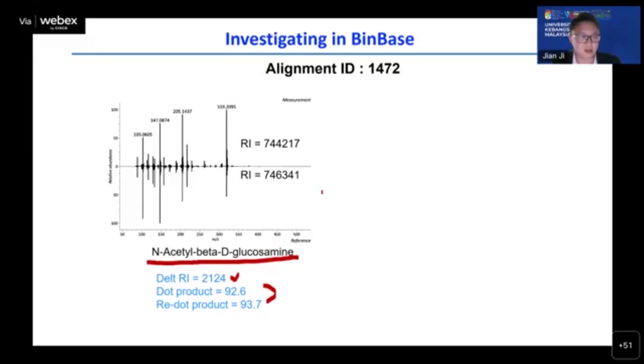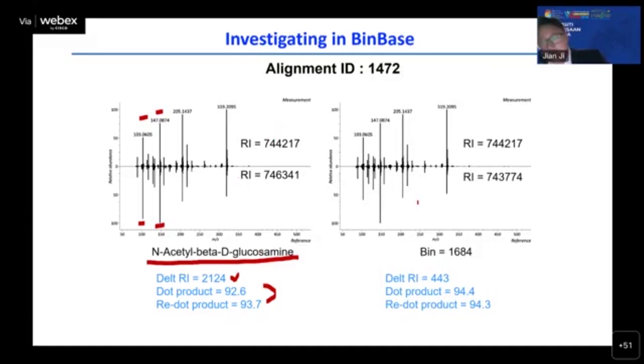But you will see there is some difference, especially for the 103 and 147. The two peaks' percentages are different. In the library, they are almost close, but in the real samples, it's a little bit different. But if we detect it in the unknown beings library, you will see it gives another candidate. This candidate also has pretty good dot product and reverse dot product results, and a delta retention index like 400. It's pretty low, almost the same.